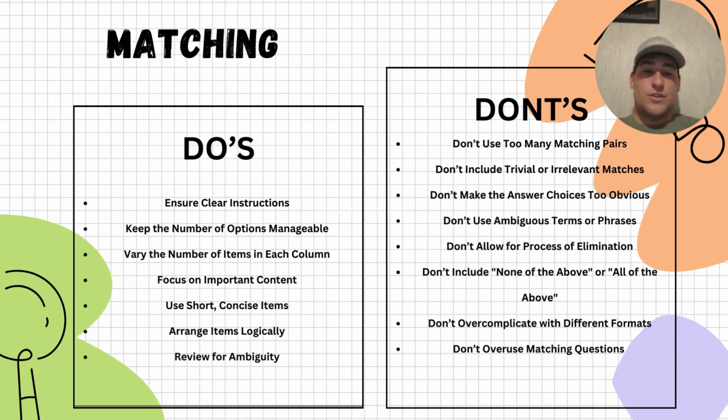Don't include trivial or irrelevant matches. Make sure all your matches are proper and they make sense. Don't make the answer choices too obvious. You still want your students to have to work a little bit and have it be a little difficult on your students. Don't use ambiguous terms or phrases, which just means make sure that two answers can't match with one choice or vice versa. Don't allow for process of elimination, which just means to vary your columns.